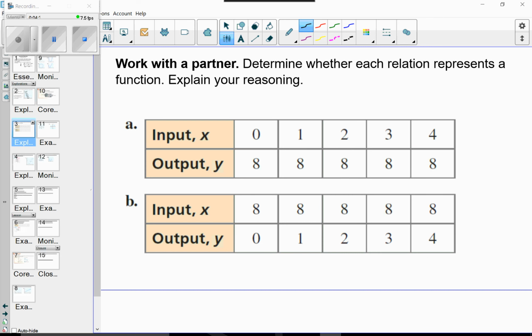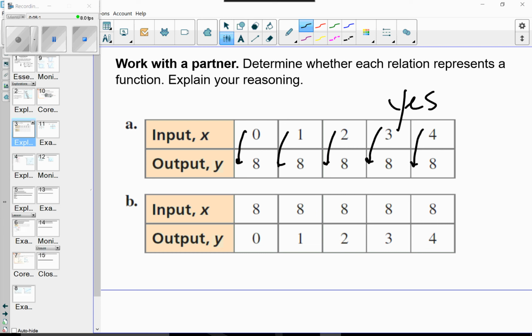Determine whether each relation represents a function. Again, we are going to look for repeats in the x. Right here, I've got 0 goes to 8, 1 goes to 8, 2 goes to 8, 3 goes to 8, 4 goes to 8. Although they all go to 8, every x still has one y value that it goes to. Even though it's the same y value, each input has one output. So that is a function. It doesn't matter that they all have the same output. It's the fact that every input has just one output. So I'm going to go yes for A.